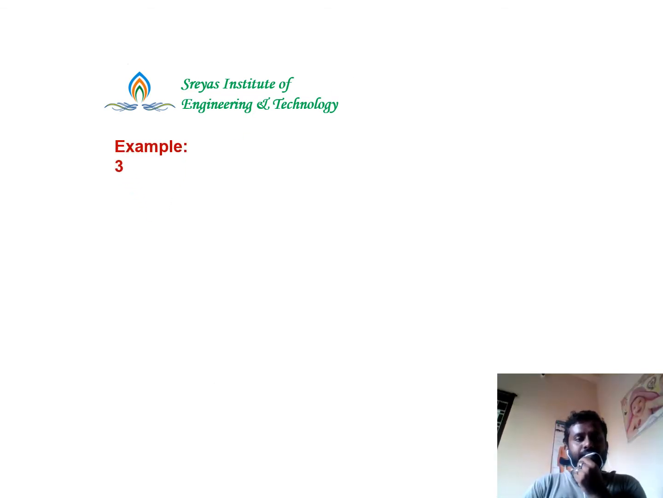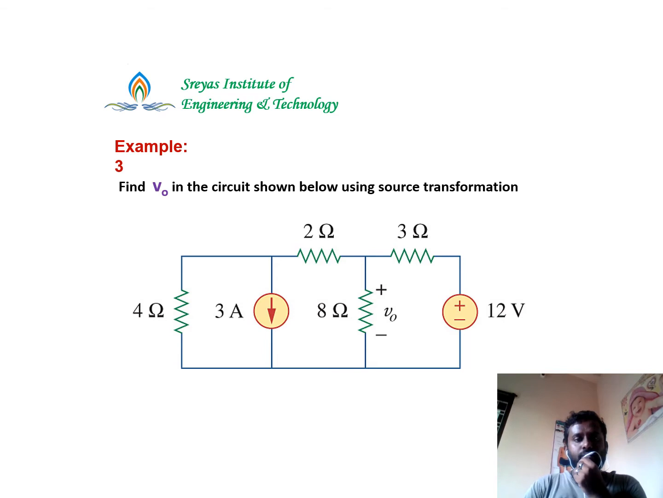Now let's take another example. Example 3. Find the voltage V0 in the circuit shown below using source transformation. There are two sources, one is the voltage source and the current source. A resistor is connected in parallel to the current source, and a resistor is connected to the voltage source in series, and we are asked to find voltage across 8 ohm resistor. You can also solve this by using other laws like Kirchhoff's current law or voltage law, or some other methods, but here we are asked to find using source transformation technique.